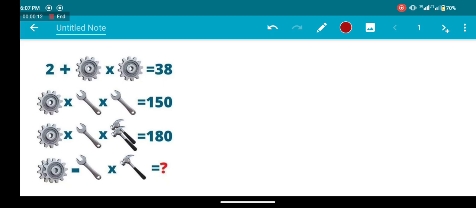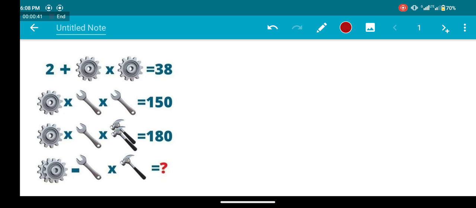And in today's edition, we have a very nice question, or rather a very strong puzzle in front of us. Okay, so we need to find the missing number, or rather, what is the answer to the puzzle? Okay, so we have four different equations on the screen, and in each equation, we have different objects in them.